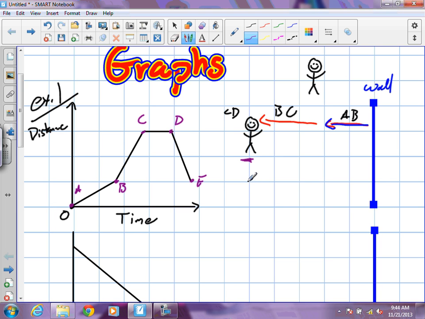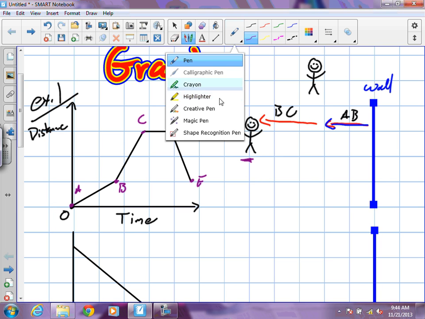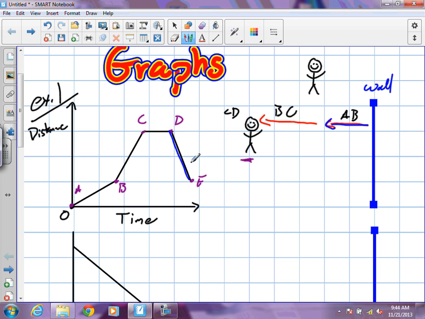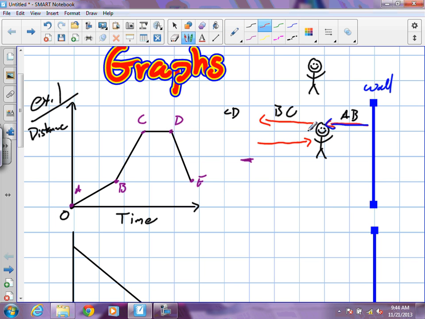And then from D to E, he moved back to the wall. Was it slow or would you say it was quick? It was pretty quick. It almost looks like he moved right back to that spot. So we'll do it red, just the other direction. He moved quickly back to the wall from D to E. This guy clearly doesn't know where he's going. He's very lost. Okay? But that is how we describe time-distance graphs.